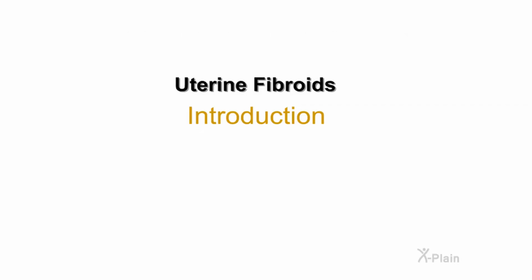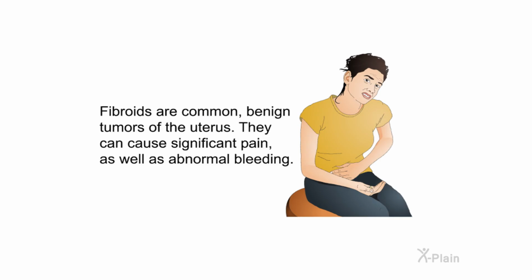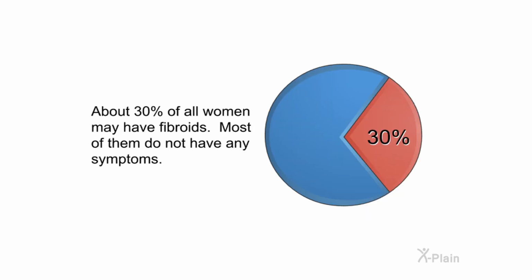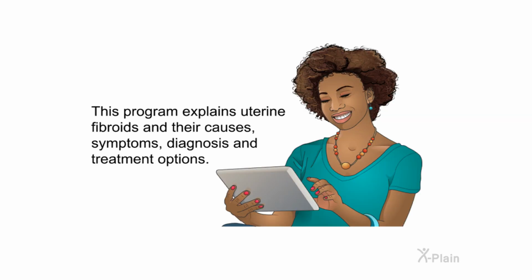Uterine fibroids. Introduction. Fibroids are common, benign tumors of the uterus. They can cause significant pain as well as abnormal bleeding. About 30% of all women may have fibroids. Most of them do not have any symptoms. This program explains uterine fibroids and their causes, symptoms, diagnosis, and treatment options.